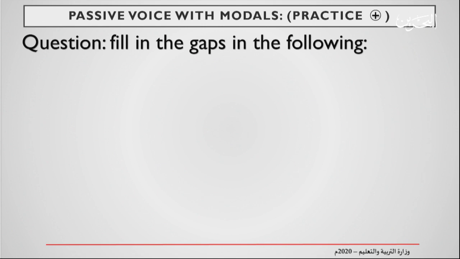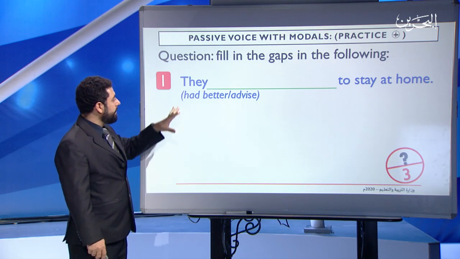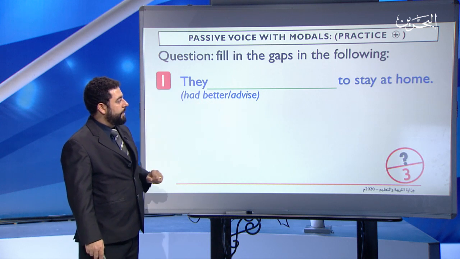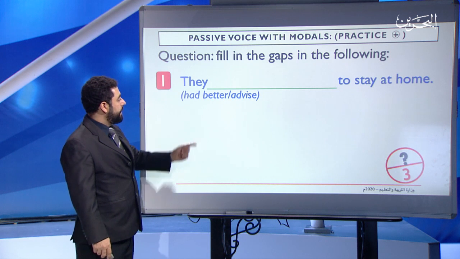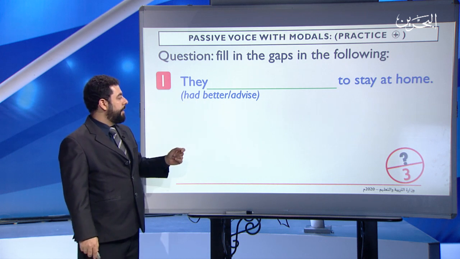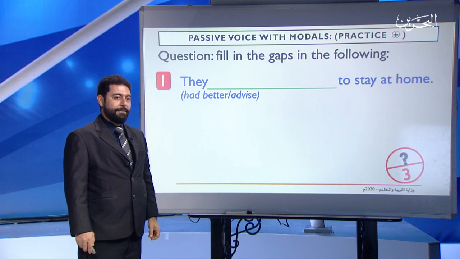Fill in the gaps in the following, and you have a mark of 3. Number 1, they, gap, to stay at home, full stop. Your task is to use had better as a modal plus the action, the verb, advice. You have 5 seconds.